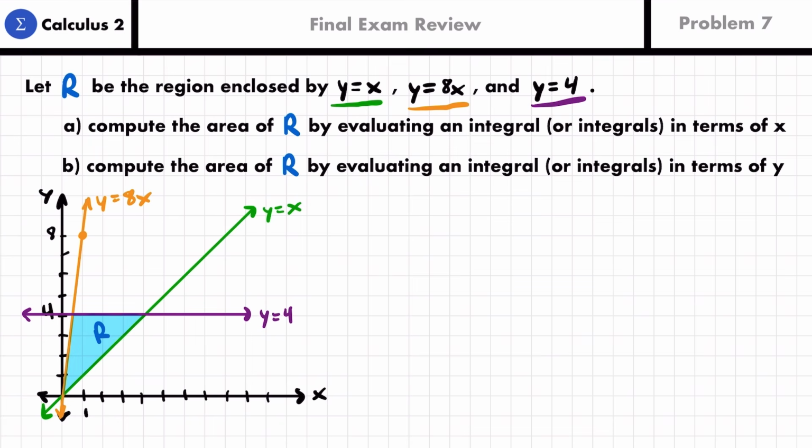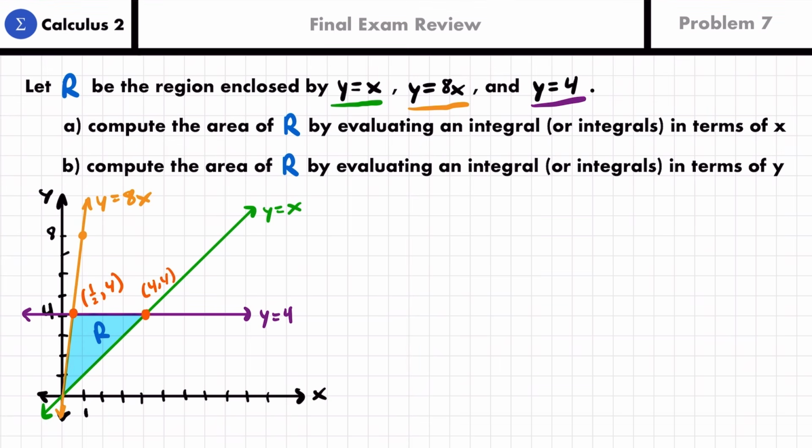And something that's going to be helpful for us to identify before we set up any of the integrals that are going to calculate the area of this region are those points of intersection between y equals 4 and these 2 lines. Now, I drew a pretty good sketch here, so I can visually identify those points. I can see that this point right here is x equals 4 and y equals 4. So that right there is the point (4, 4). And then this point over here, I can see would have an x coordinate of 1/2 and a y coordinate of 4.